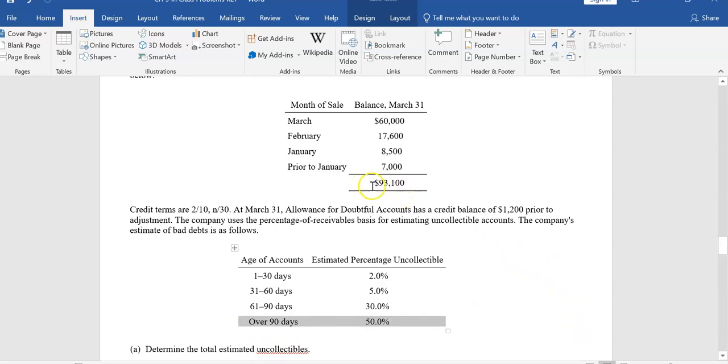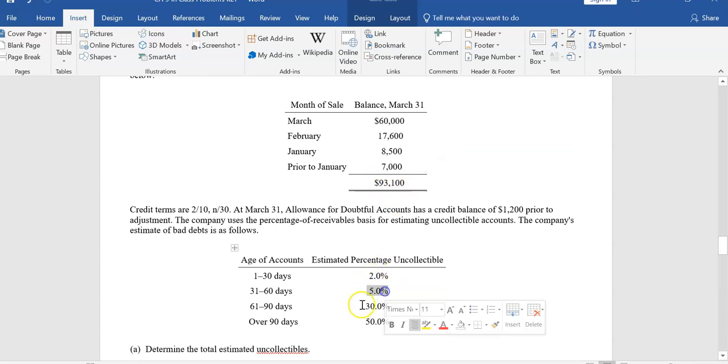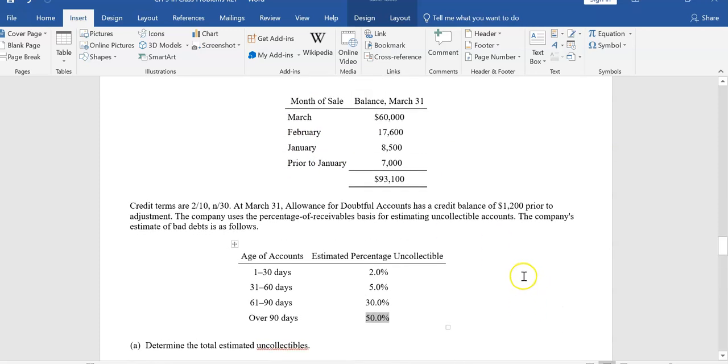By breaking out the aging, essentially what we're doing is instead of applying a percentage uncollectible to the total balance of receivables, we are applying a percent uncollectible to the aging group, or what we call an aging bucket. What that enables us to do is to better estimate our uncollectibles, because obviously the older a receivable becomes, the less likely it will be to collect.